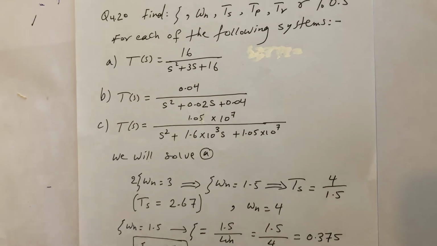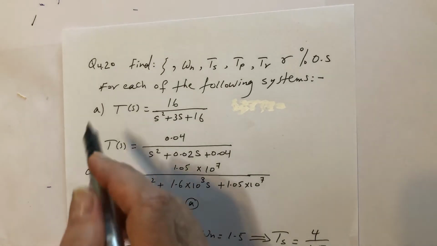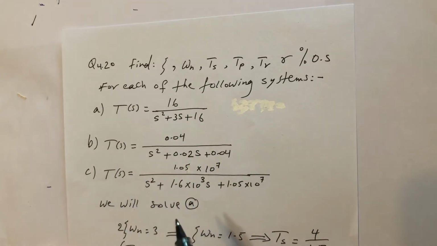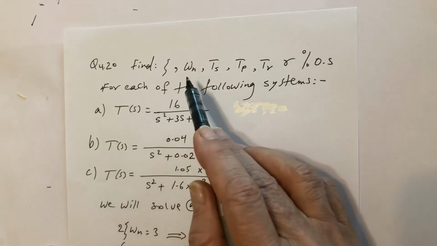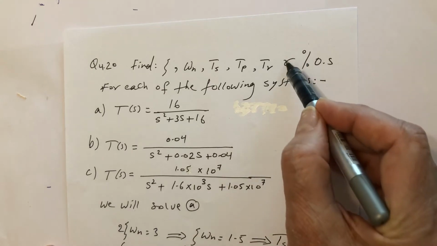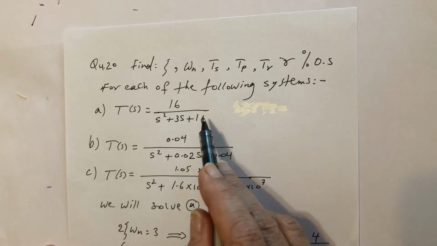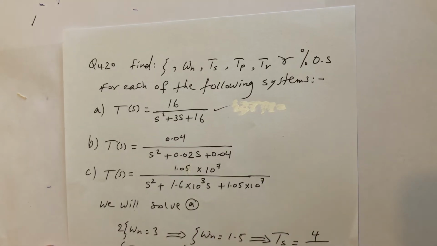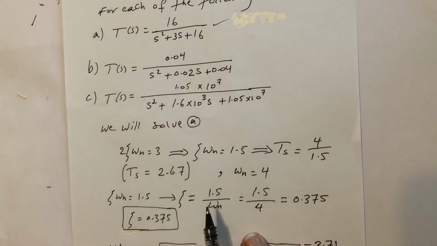Now, if we go to question number 20. The question gives us a few transfer functions, A, B, C, and he wants to find the typical quantities, as we say: zeta, omega n, settling time, peak time, rise time, and percent overshoot. Okay, so I'll do this for A, and those two are similar. Now, as I said, we solve A.